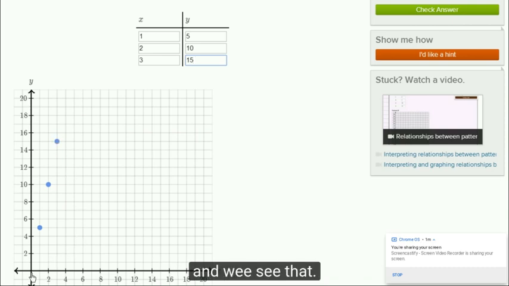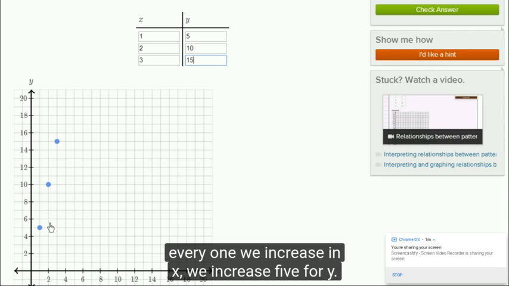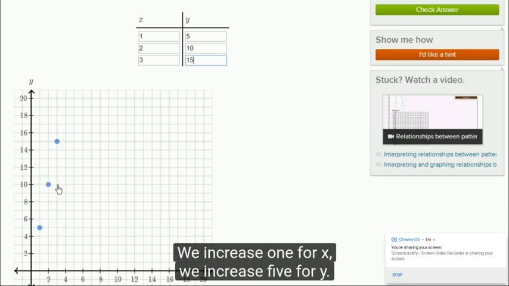And we see that for every 1 we move to the right, for every 1 we increase in the horizontal direction, with every 1 we increase in X, we increase 5 for Y. We increase 1 for X, we increase 5 for Y.